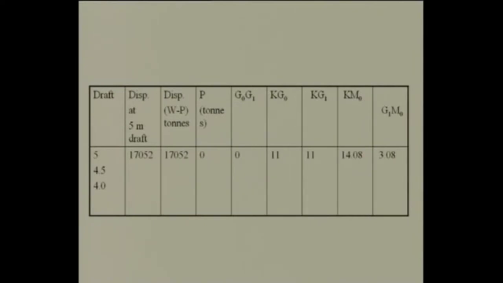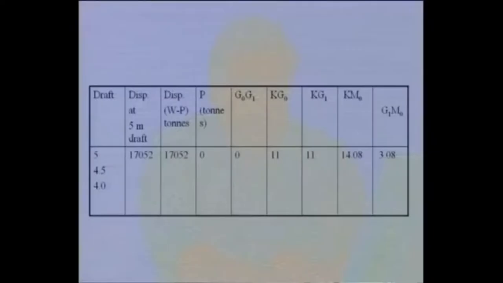How will you figure out the ship is unstable? You will figure out by saying that at that point GM becomes 0. When you are doing this table, at some point you will see that the value becomes negative. Actually, you have to find it at 0, exactly. So GM becomes 0. So you have to do that.